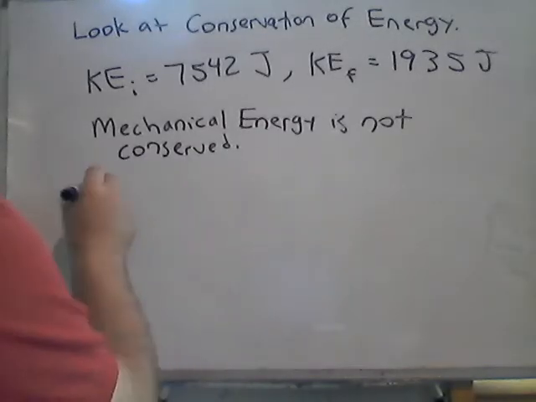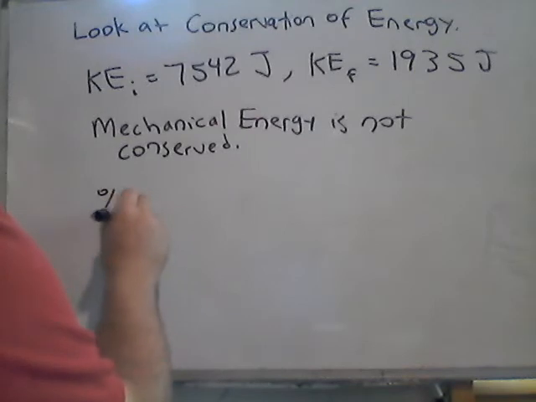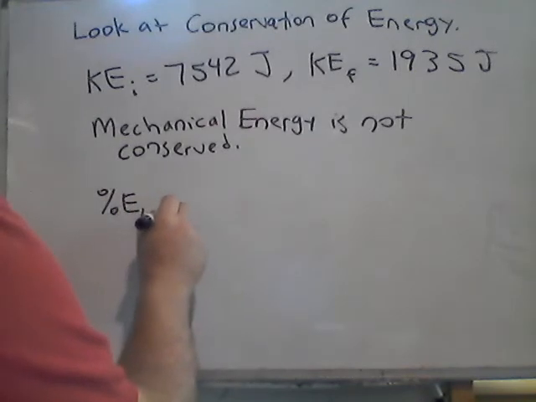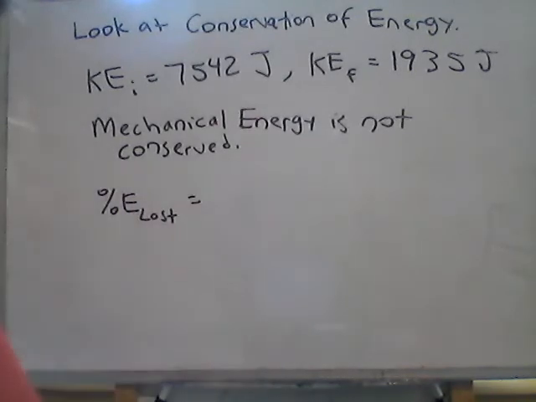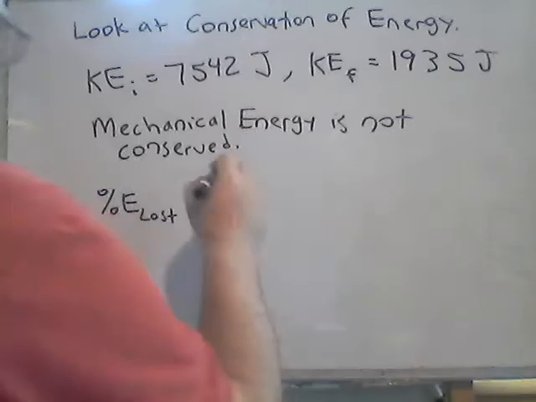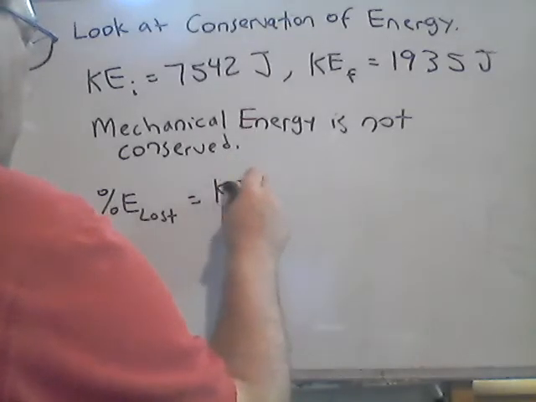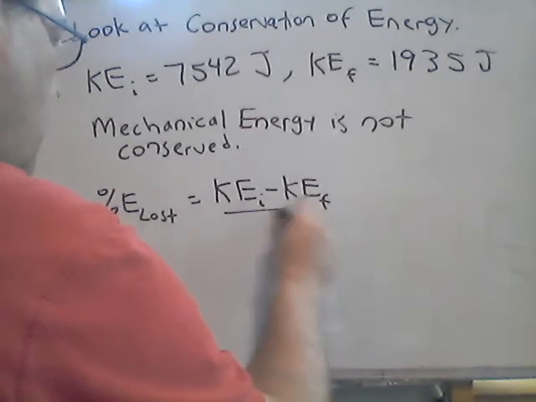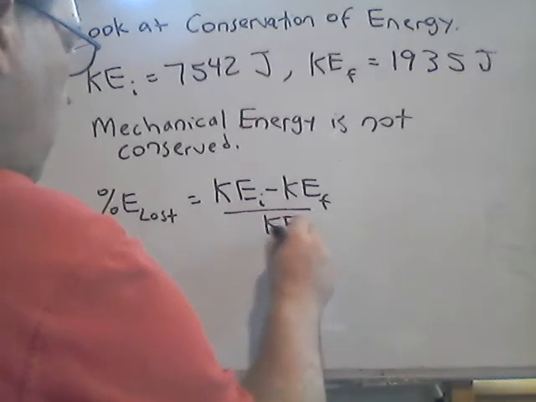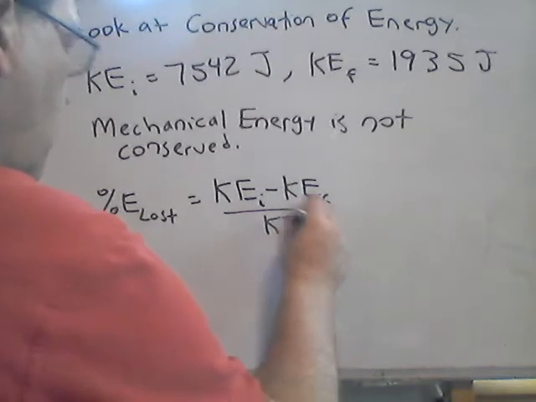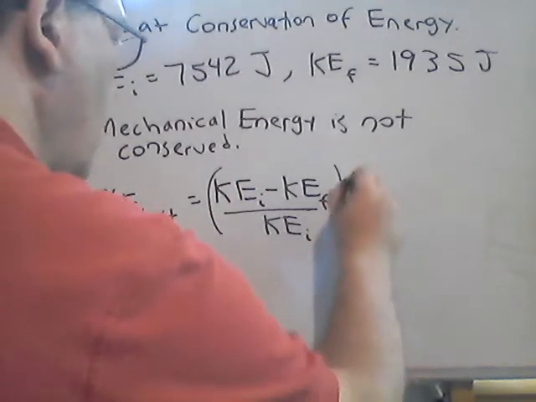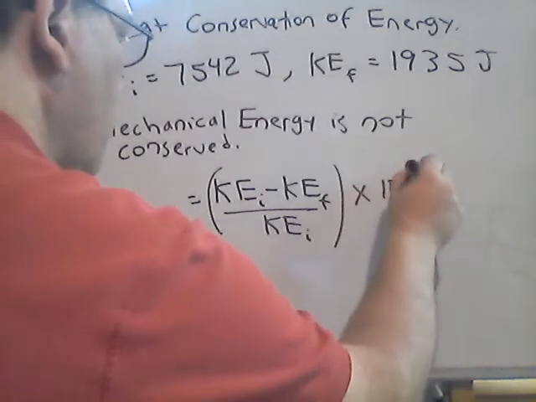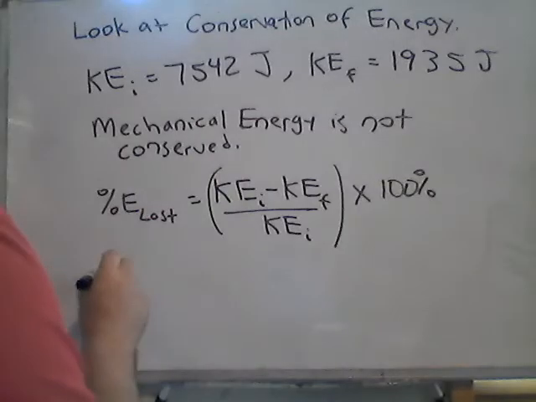Percent loss. Percent energy loss would be what? Well, it would be kinetic energy initial minus kinetic energy final, divided by kinetic energy initial, all multiplied by 100%. Percent energy loss.